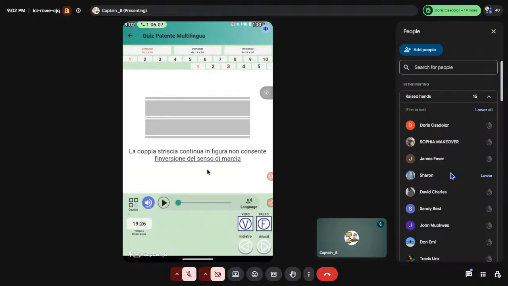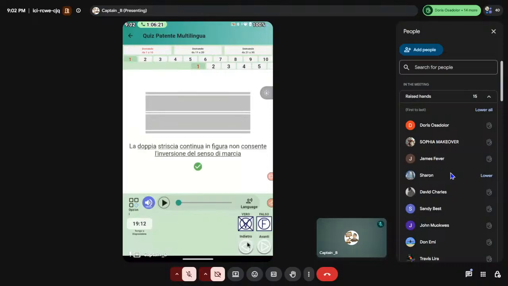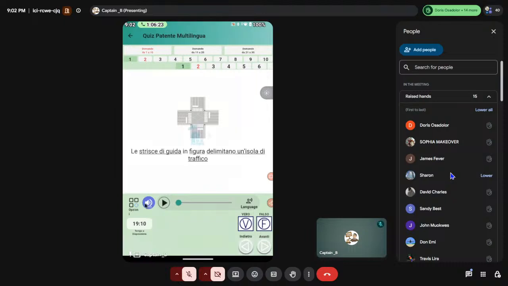So raise up your hand. Okay, go ahead. The first person there is Doris. "La doppia striscia continua in figura non consente l'inversione del senso di marcia." Vero. "Le strisce di guida in figura delimitano un'isola di traffico." Falso. Good.